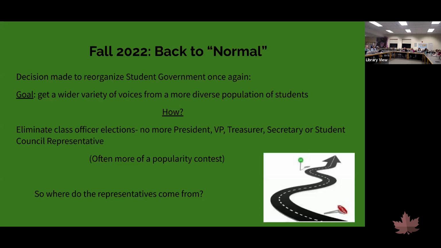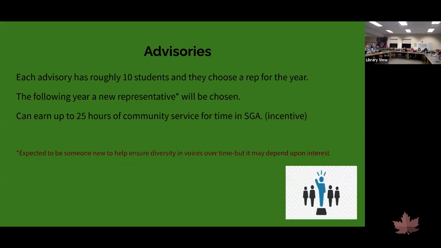So where did the representatives come from? So the representatives came from the advisories. Each advisory has roughly 10 students, 10 or more usually. Some have a little less, but each advisory brings forth an officer. They elect someone to come into student government. And then, so we have a student government of about 21-ish around there.